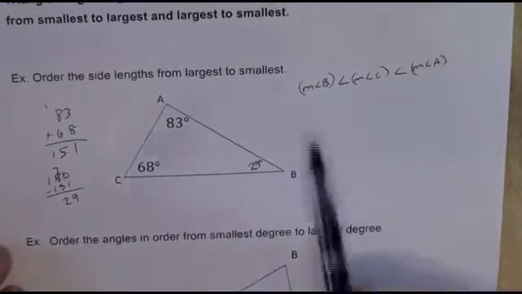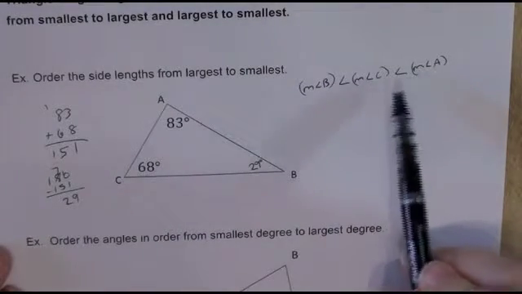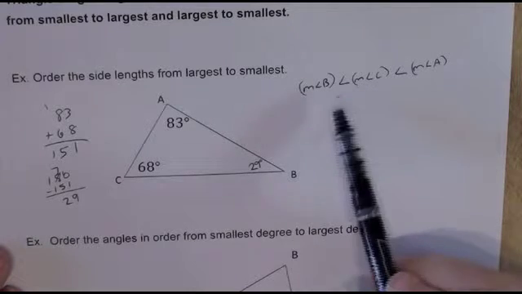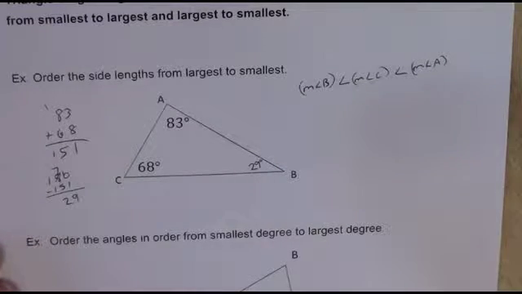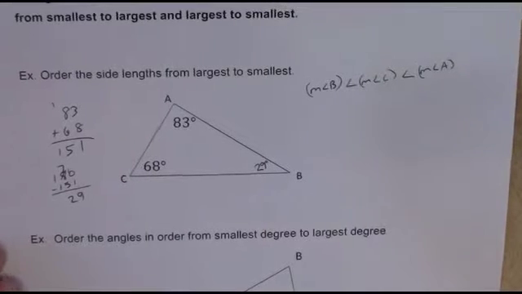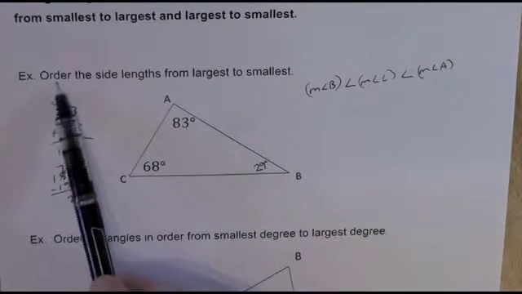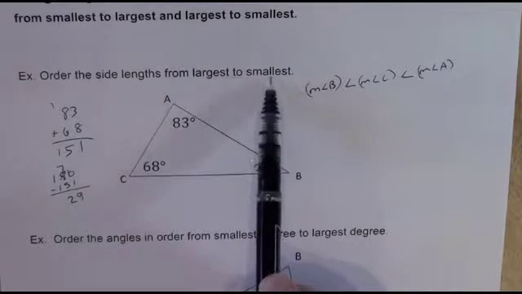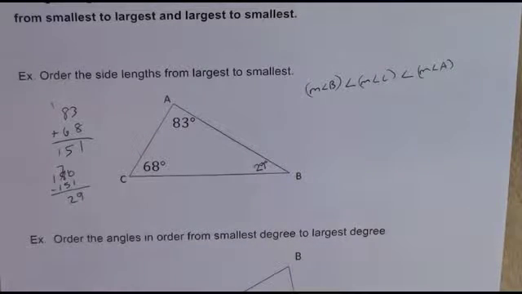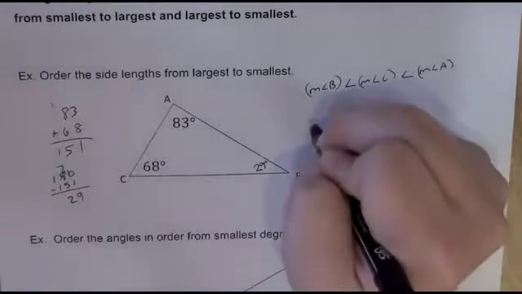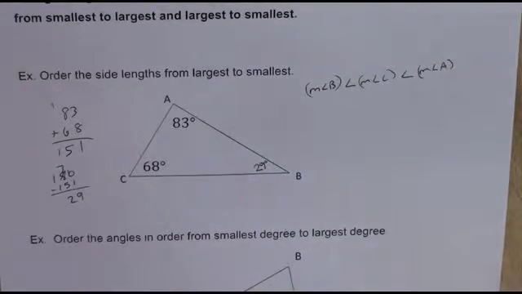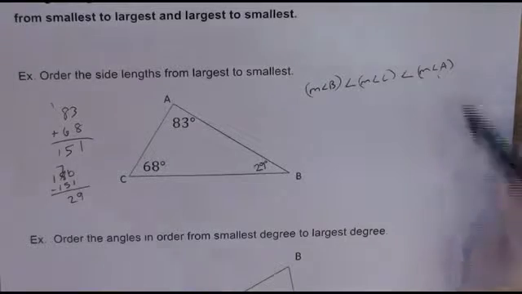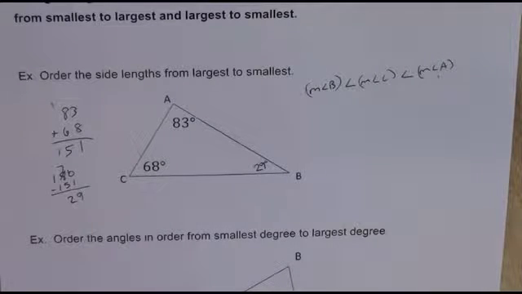I like to put parentheses around these statements so that my inequalities and my angle measures don't suddenly get confused. But the other thing you have to watch out for, which I'm guilty of just doing, is reading the directions. Order the side lengths from largest to smallest. We want the largest one first. So actually, what we want is the measure of angle A coming first in our answer.